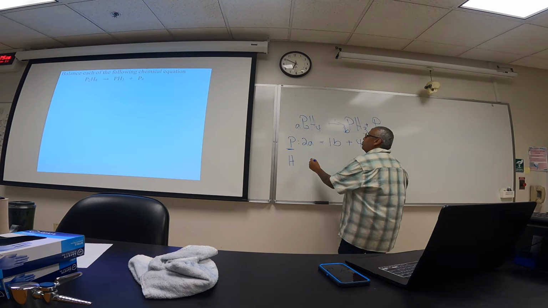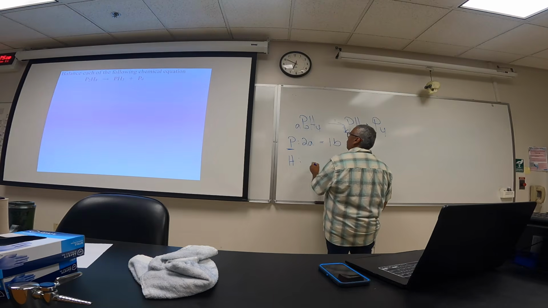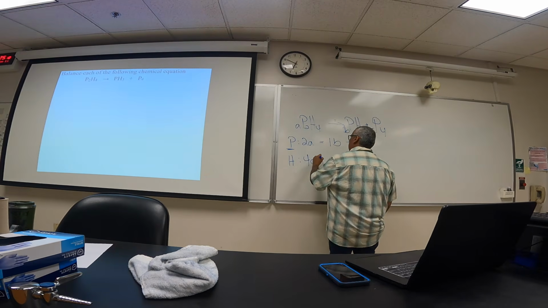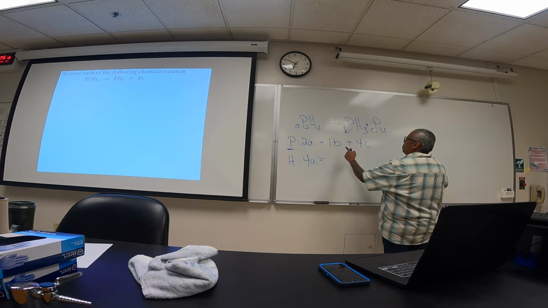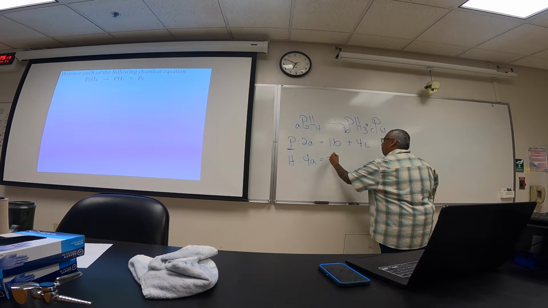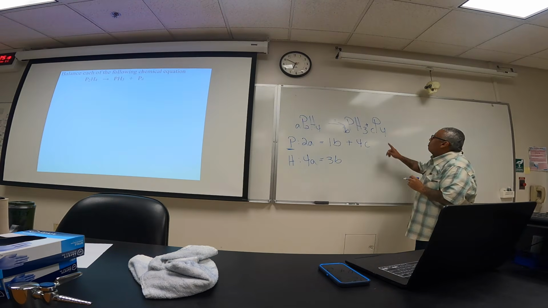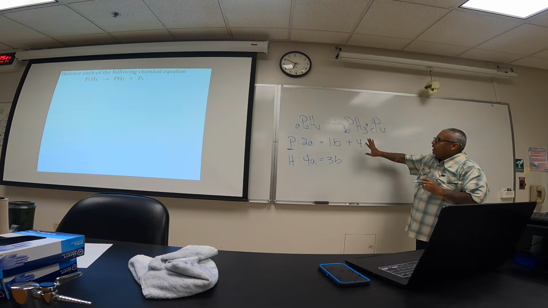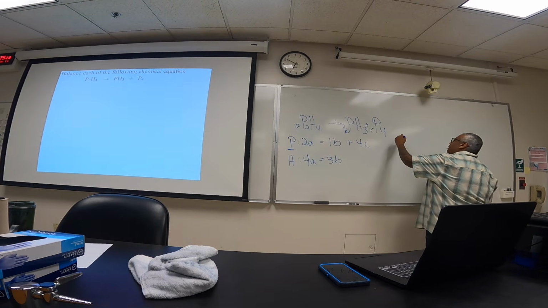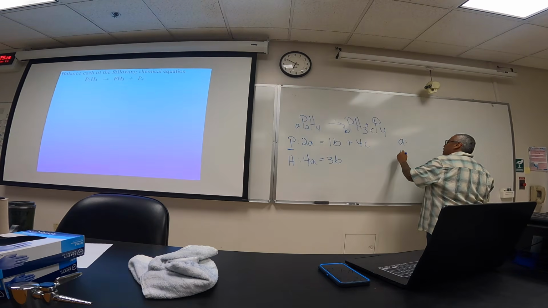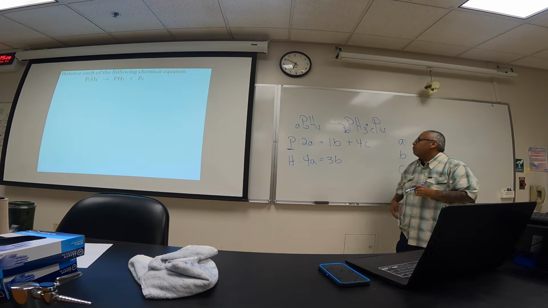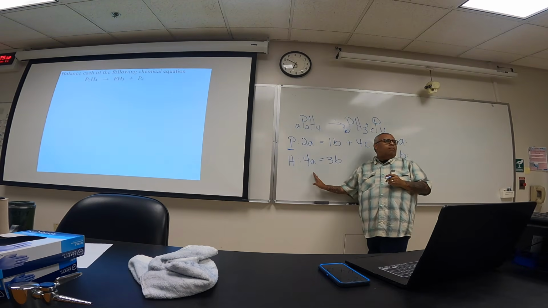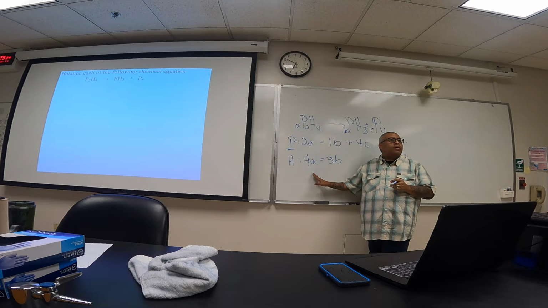Now we'll do hydrogen. What would I write for hydrogen? 4A is equal to 3B. And that's for hydrogen. Now we're just going to write these. I want to know what A is, I want to know what B is, and I want to know what C is. We are going to now start putting numbers in.